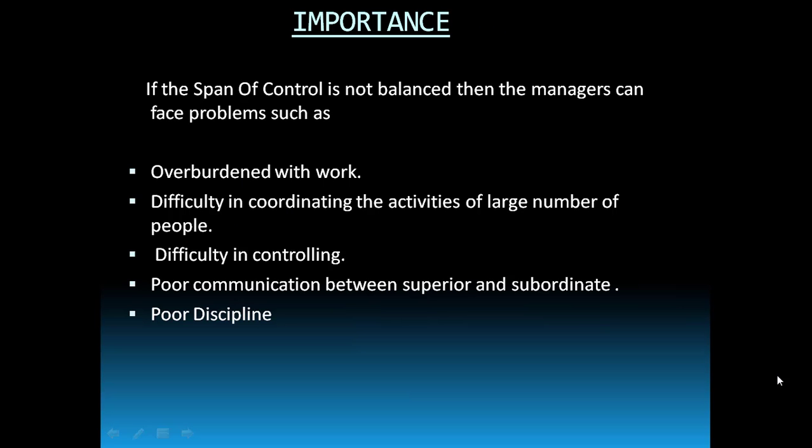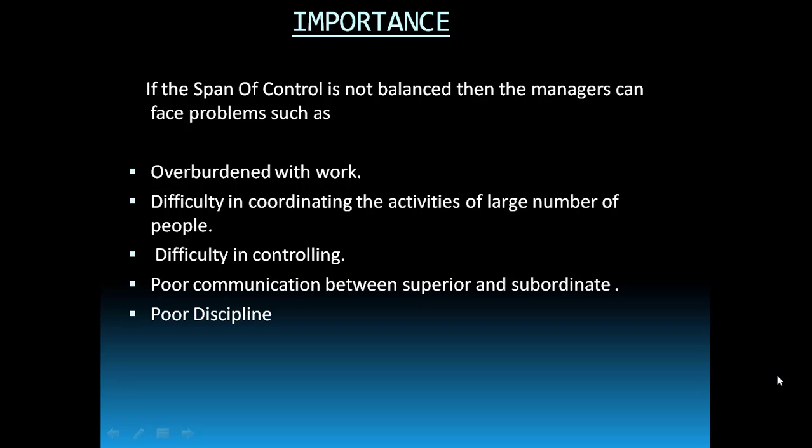The span of control is very important, because if it is not balanced the manager will face a lot of problems. Now, by balancing span of control, we mean the right number of subordinates under a manager. The right number of subordinates under a manager can be more or less. That depends and varies on a large number of factors. But what are the problems that will be faced if the span of control is not managed?